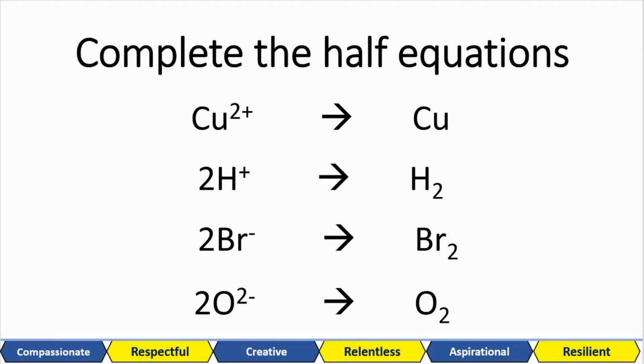The electrons are on the same side as the cation, so it will be on the left hand side. We have 2 plus charges, so we need 2 electrons on the left hand side here. The next one is also a cation on the left hand side, so the electron goes on the left hand side, but we have 2 lots of 1 plus charges, so we need 2 electrons on the left hand side.